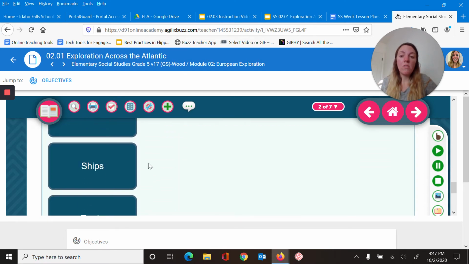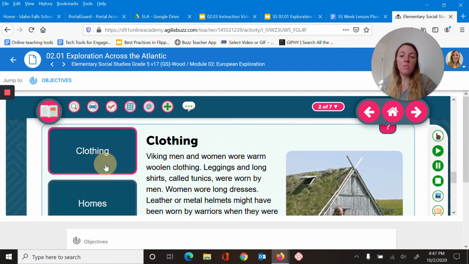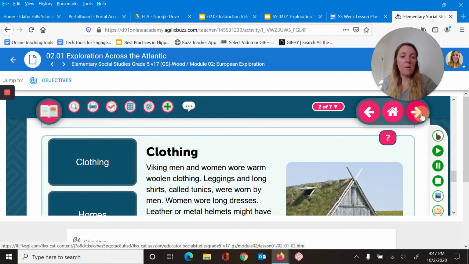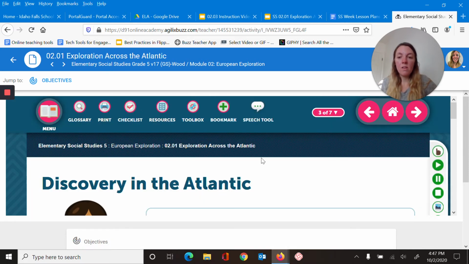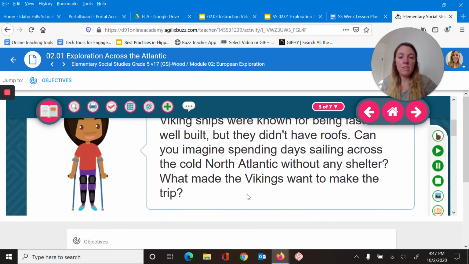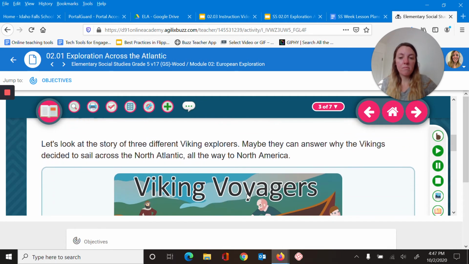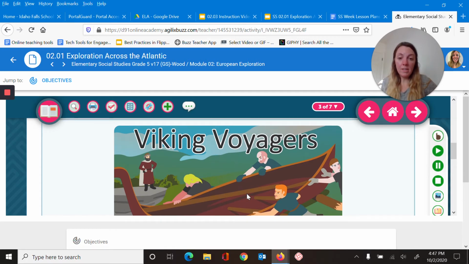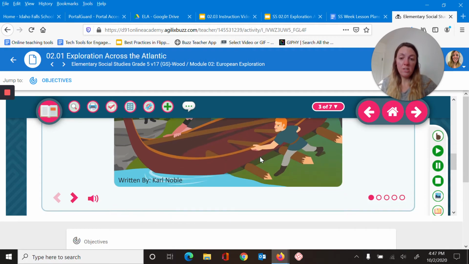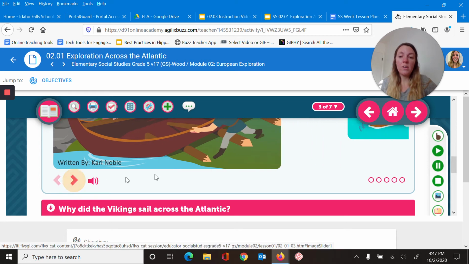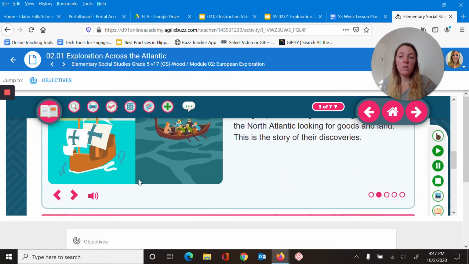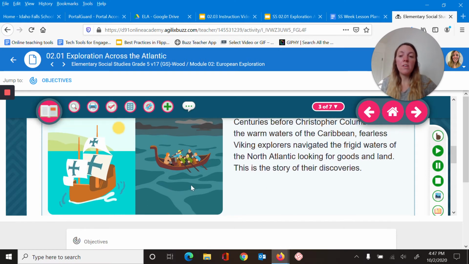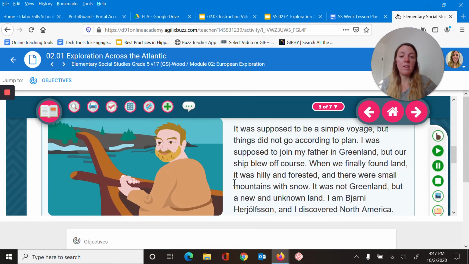Okay, so here's all of those details. If you click on one of those, you'll be able to learn a little bit more about the Viking clothing. I'll let you guys go through that. Discovery in the Atlantic. So here talks about a few of the specific Viking voyagers. You can read or listen to, because the cool thing about this is it has the listen to button. You can read or listen to about these 3 specific Viking explorers.